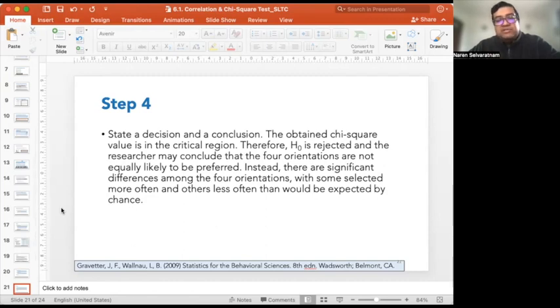Now 8.08 is falling beyond 7.815, and as a result H0 is rejected, and the researcher may conclude that the four orientations are not equally likely to be preferred. Instead, there are significant differences among the four orientations, with some selected more often than others, less often than would be expected by chance.